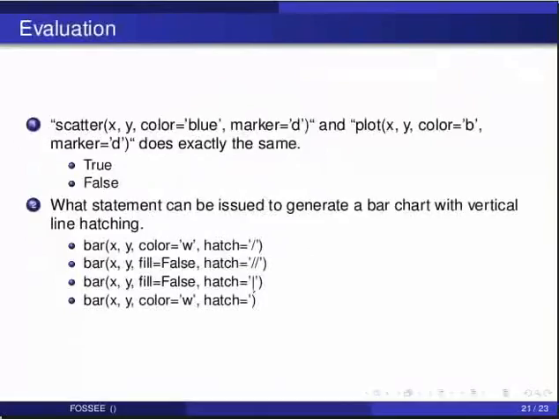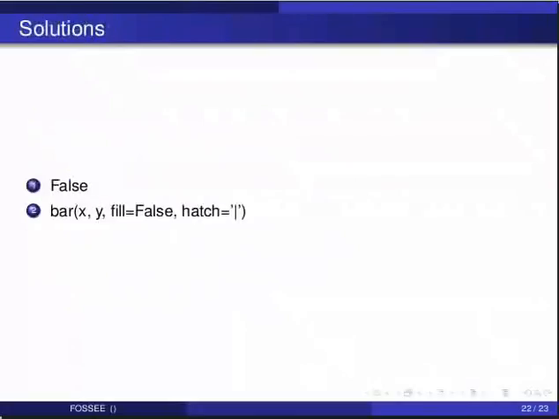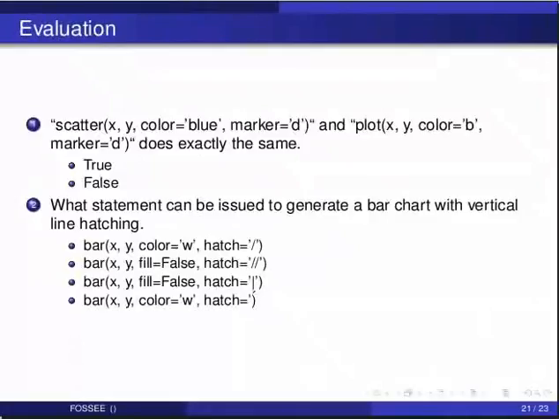So there are a few self-assessment questions for you. One: scatter x, y, color blue, marker D, and plot x, y, color B and marker D, do exactly the same. True or false? And the second question: what statement can be issued to generate a bar chart with vertical line hatching?